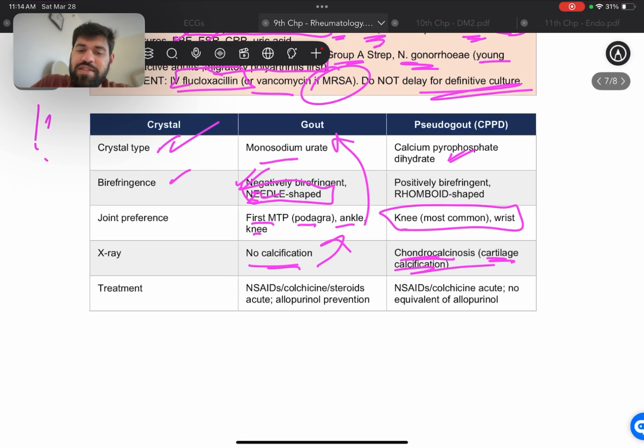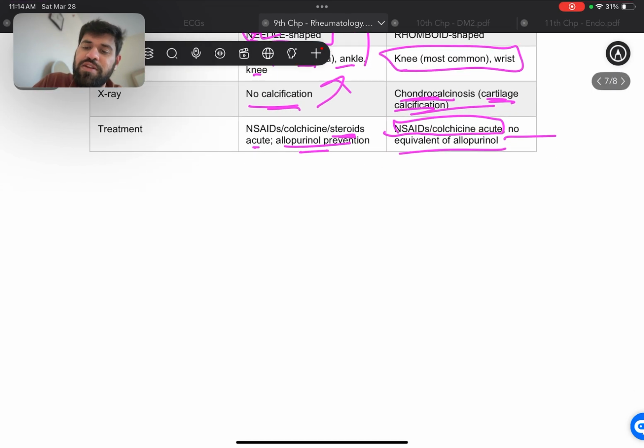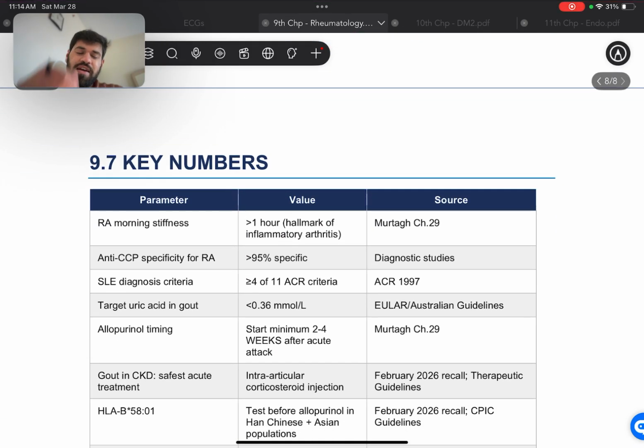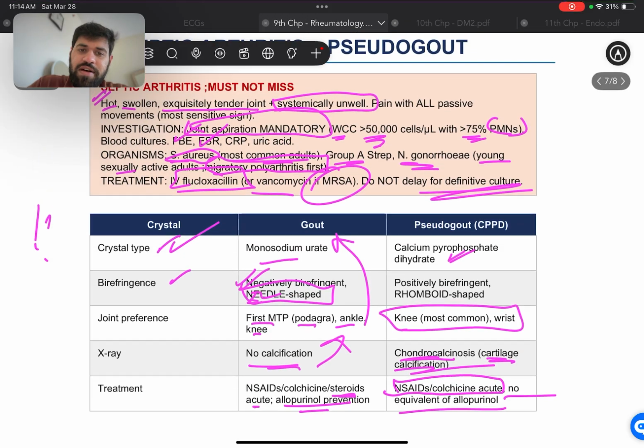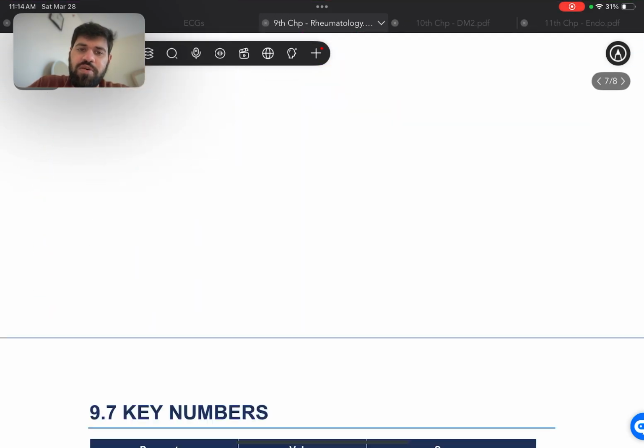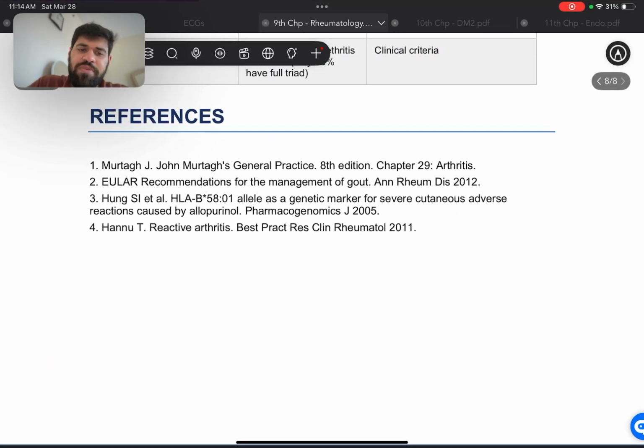Treatment of choice is going to be the same for both. However, for gout we will give steroids in the acute setting and allopurinol for prevention, whereas for pseudogout we give just NSAIDs and colchicine for acute attacks. We don't have any steroids, and we don't have any equivalent of allopurinol. All right, and these are all the key numbers. This was the last section of this topic, all of the key numbers to remember.